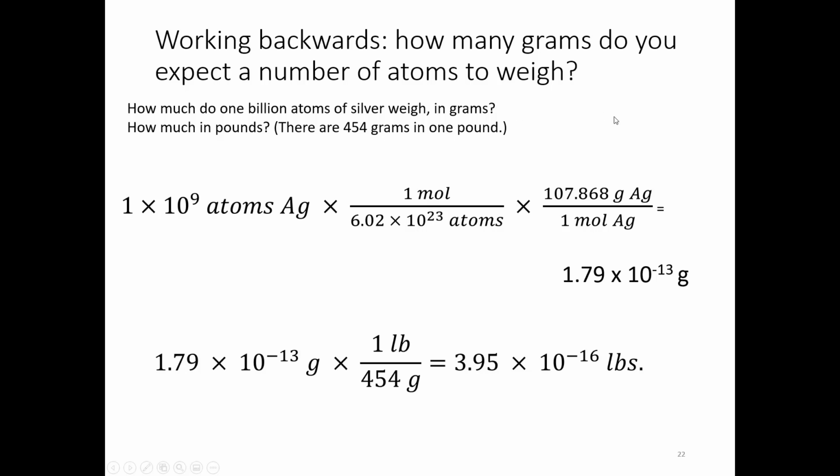All right, and then part 2 is how much is that in pounds? So you're going to take that last answer and you're going to look up the conversion factor between grams and pounds, that's 454 grams per 1 pound. But again, we want to end up with an answer of pounds and we want to cancel out the grams. We want to get rid of those. So we're going to multiply by 1 pound divided by 454 grams. That gets us 3.95 times 10 to the minus 16 pounds. That's a very small amount of poundage, huh?